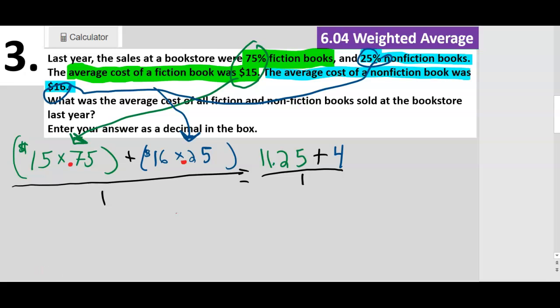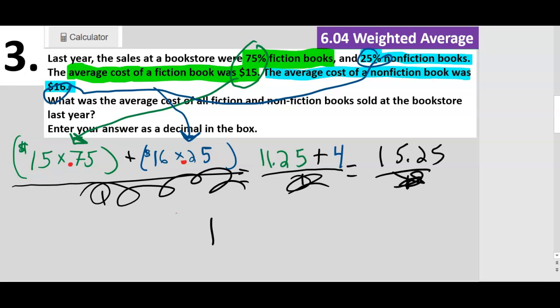So now we have to take 11.25 plus 4 divided by 1. I know that's just 15.25. I don't need a calculator for that. Anything divided by 1 is itself, so we don't really need that there at all. We never did need it here. We could have gotten rid of it way over here if we wanted to. The answer is 15.25.